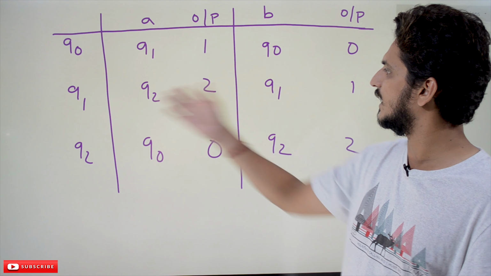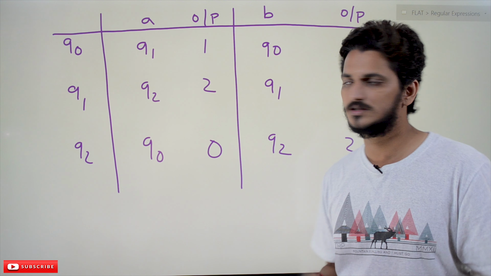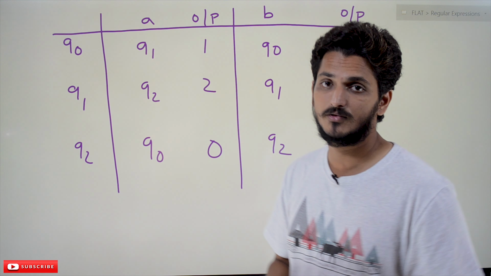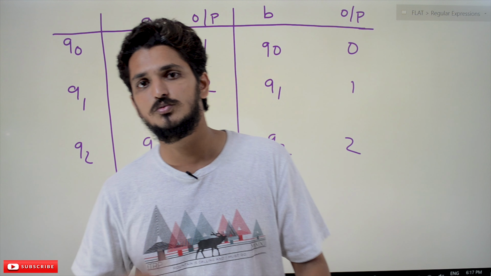Q0, Q1, Q2, the remaining transitions. You try to do the remaining transitions by looking at our transition table and diagram. Hope you understand the concept of how to convert the Moore machine to Mealy machine.